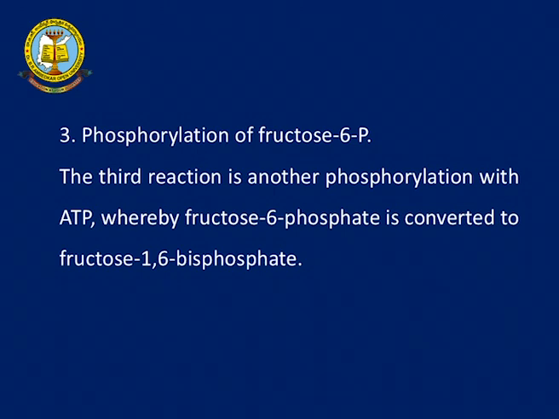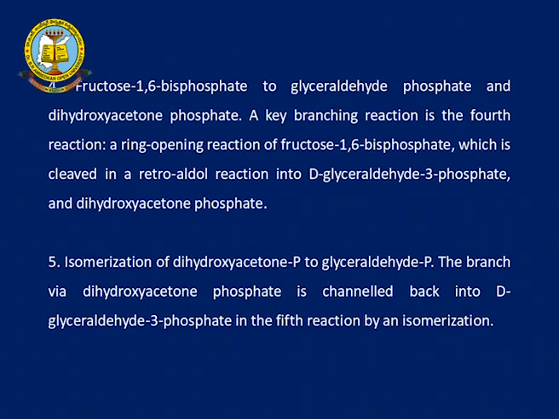The third reaction is another phosphorylation reaction with ATP, whereby the fructose 6 phosphate is converted to fructose 1,6 bisphosphate. And the fourth step is the conversion of fructose 1,6 bisphosphate to glyceraldehyde 3 phosphate and dihydroxyacetone phosphate molecules.